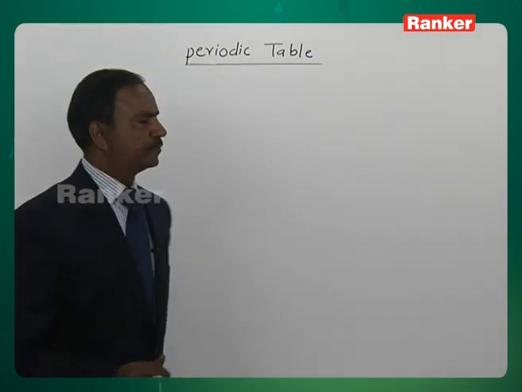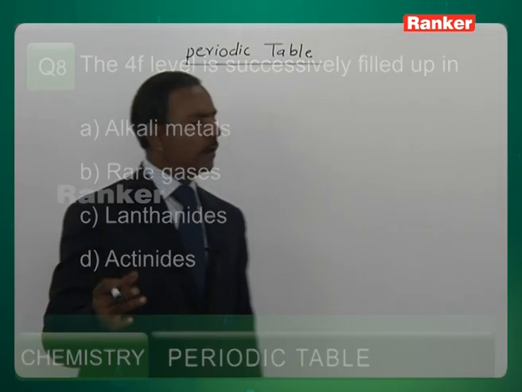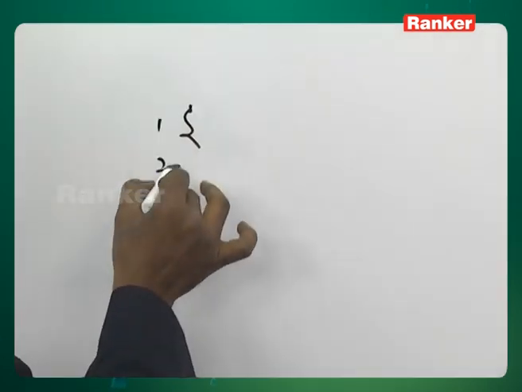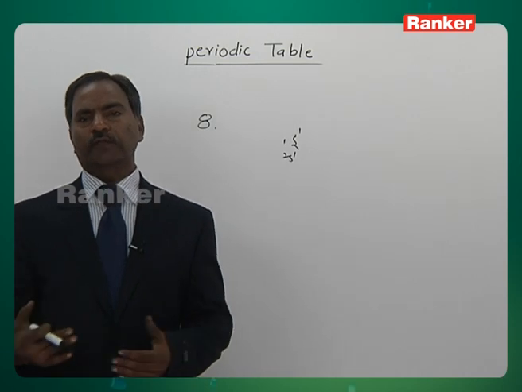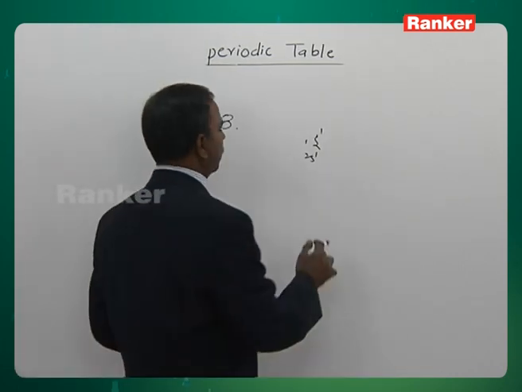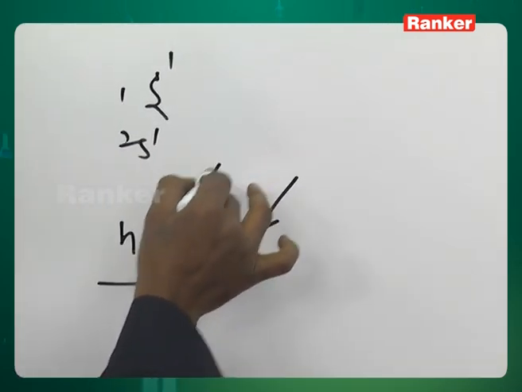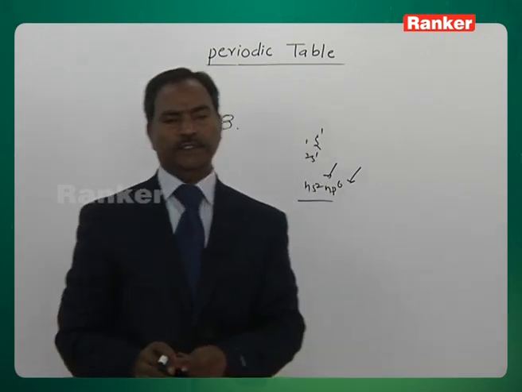Look here, question number 8. The 4f level is successively filled up in: A, alkali metals; B, rare gases; C, lanthanides; D, actinides. In alkali metals, generally the s orbital is gradually filling up. It may be 1s1, 2s1, like this, s orbital. Coming to rare gases, actually the terminal group, that is the 18th vertical column, the configuration is ns2 np6. The electrons enter into the s and p orbitals in the case of rare gases.